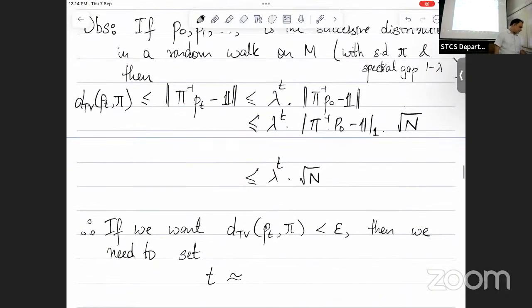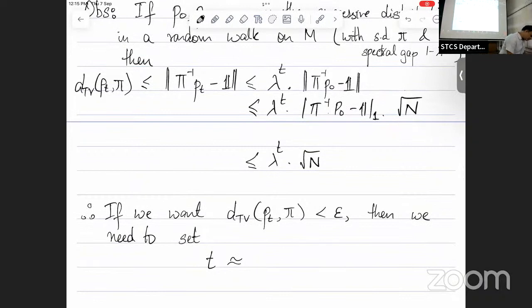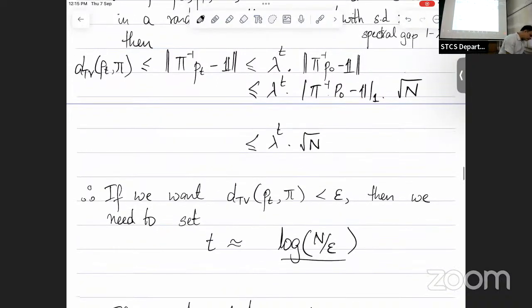Okay, so many times what we would want to do is the following. I tell myself that I want to get epsilon close to the stationary distribution. And now I just want to get a sense of what my t should be so that I am guaranteed to be epsilon close to the stationary distribution. If you think about it, what is this going to be? I'm going to ignore constants. So this is going to look like log of n over epsilon, divided by log of 1 over lambda, because it's shrinking by a factor of lambda.